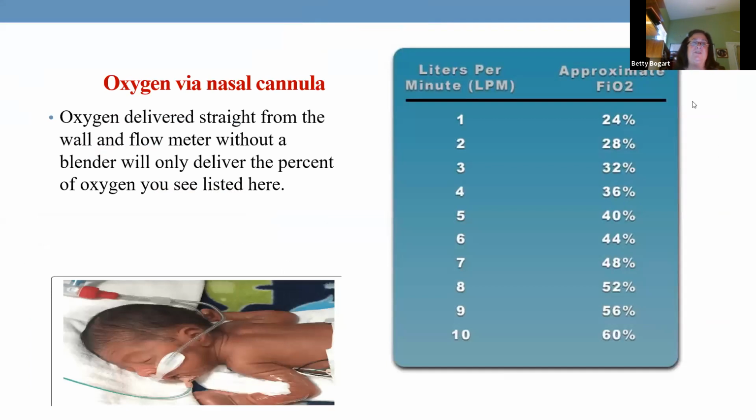Now, with oxygen via nasal cannula, we can show how much oxygen is being delivered. I mean, some children don't even need but 22%. So we have the ability to go down to a quarter liter, a half a liter. So we would get a little bit less of that oxygen. But depending on the flow, this is what the percentage of oxygen is.